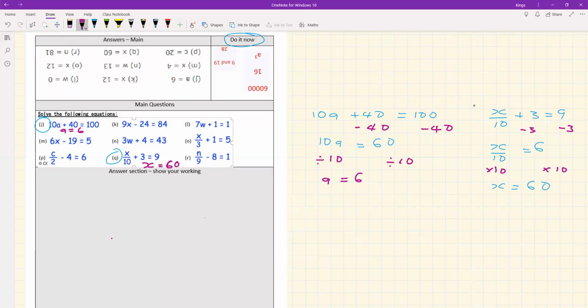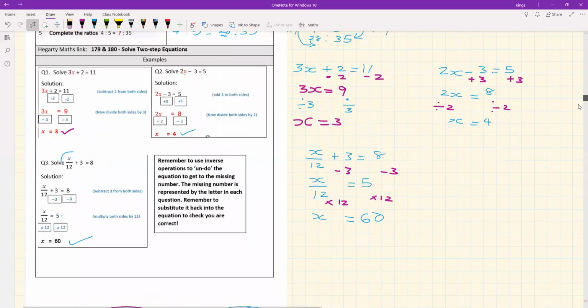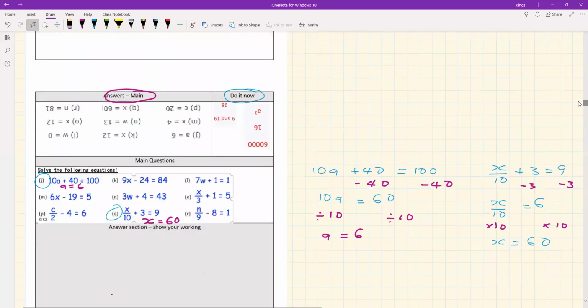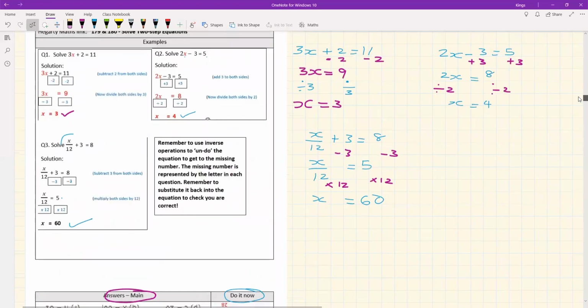Okay, so you've got the rest of the answers up here, like I said, in the answers main. Check and mark your work and go back to Hegarty Maths clip numbers 179 and 180 for more practice.